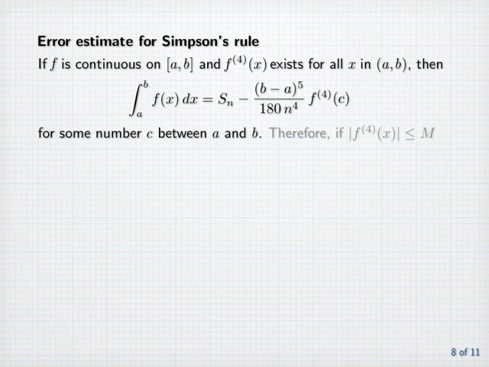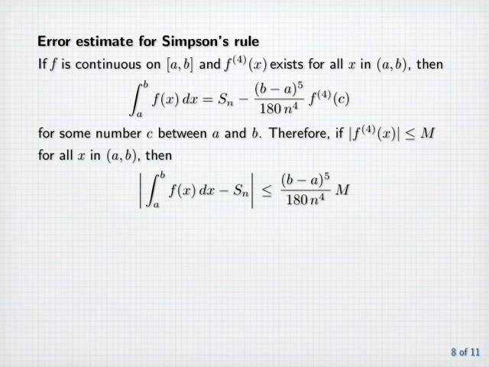Therefore, if the absolute value of the fourth derivative is less than or equal to some number M for all x between a and b, then the absolute value of the difference between the integral and the Simpson's rule approximation is less than or equal to (b minus a) to the fifth over 180 times n to the fourth times the number M. Probably the most important thing to notice here is that the estimate on the right-hand side has n to the fourth in the denominator, where the trapezoid rule error estimate had an n squared in the denominator.